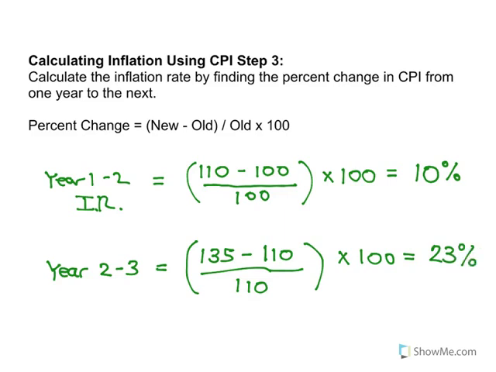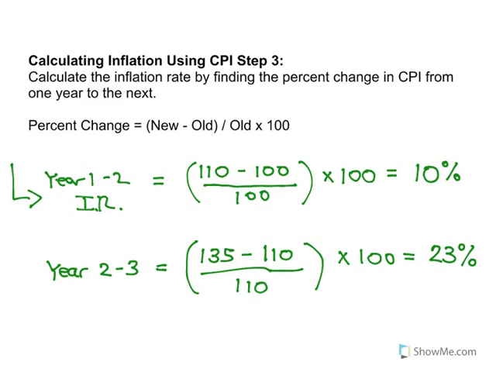I will tell you, if you're wondering, oh my gosh, on the AP exam, what about the math? The math will always be very, very simple because you can't use a calculator. So you don't need to worry about having to do some kind of weird math in your head. It will look a lot like what we did here in years 1 to 2, where you could just cancel out the 100s and just do 110 minus 100. So nothing too crazy. And so that's how you get inflation using CPI.